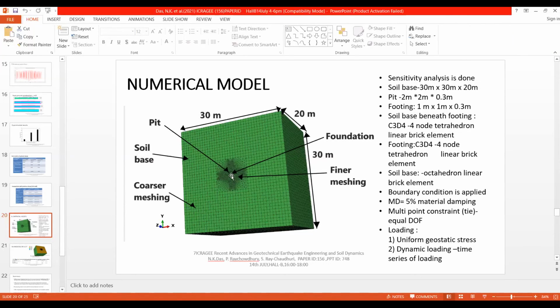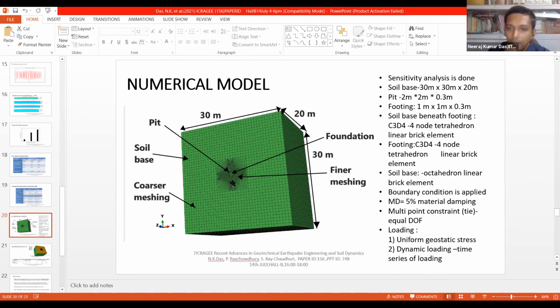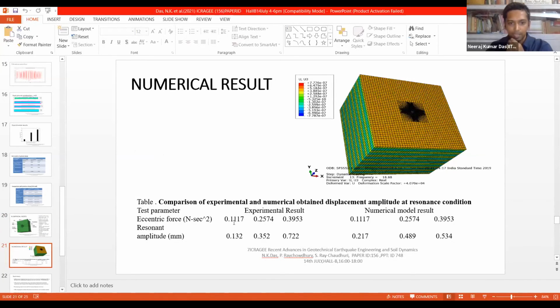footing. You have last 1 minute. Okay, so I am finishing. Basically, finer meshing is done around the footing because higher stress concentration is there, and at lower levels it is coarser. So we have put the dynamic load and we are getting this, this is the experimental value. Sir, at different forces, we are getting values very close to the experimental value.